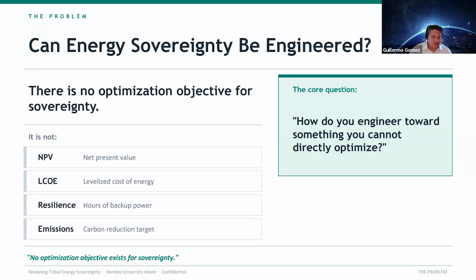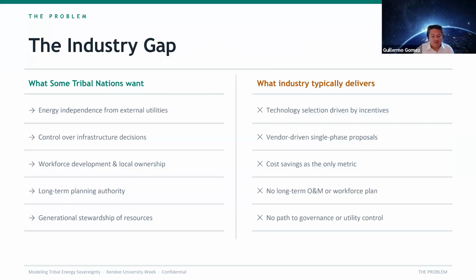Once I started working with tribal nations, I realized that there was a gap in the industry. While many tribal nations are looking for energy independence from external utilities, they're looking for control, ownership, workforce development, and long-term planning authority. But a lot of times, what the industry responds with is technology-first solutions, such as whether solar, batteries, long duration storage, fuel cells, or generators are the right technology. It starts more backwards than that. Although these are important objectives and inputs, they're not necessarily what it takes to focus on sovereignty.